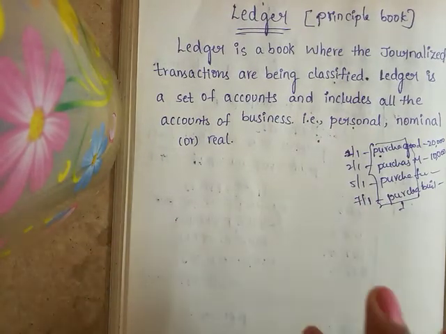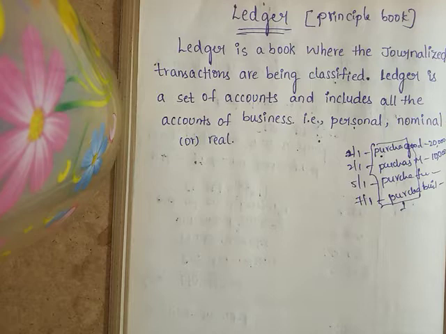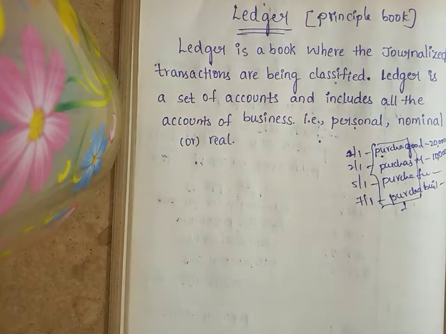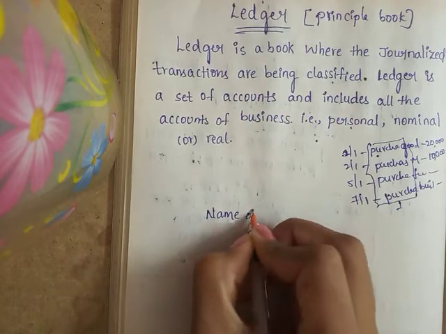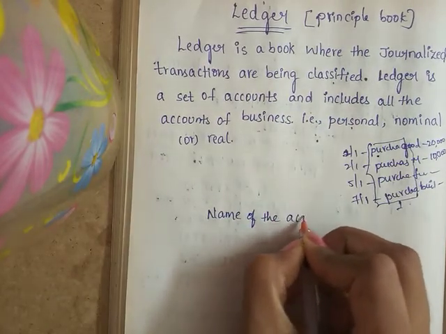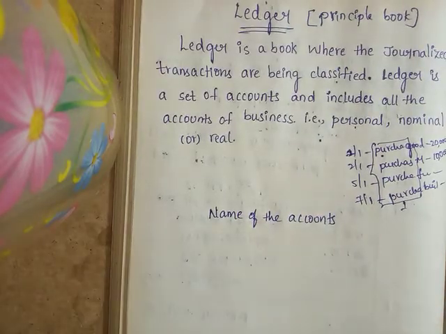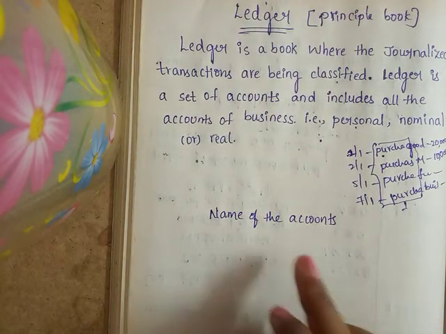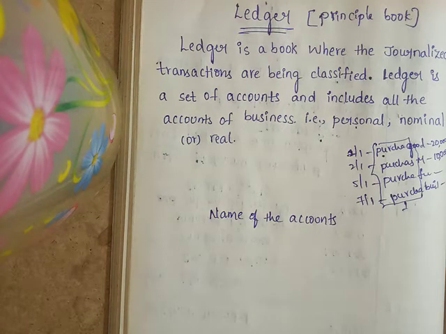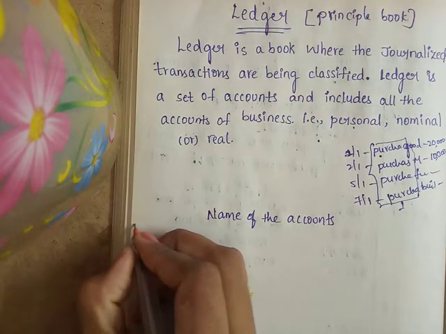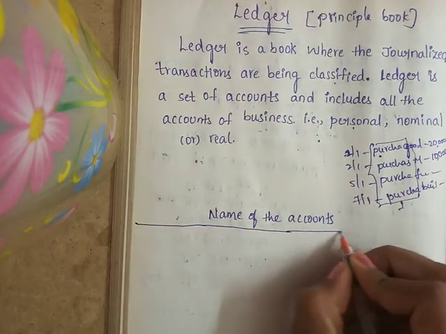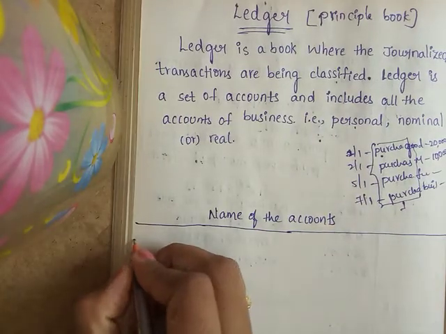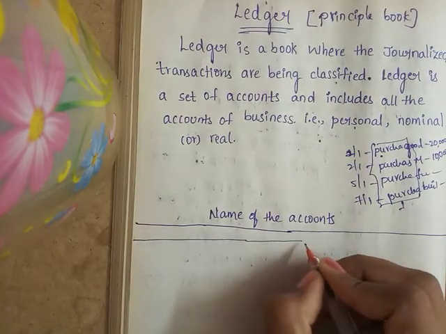Don't get confused, it is easily understandable while doing the problem. Now draw the format of this ledger account. The heading is the name of the account, like purchase account, machinery account, buildings account, sales account, cash account. After this, the ledger account will contain 8 columns.